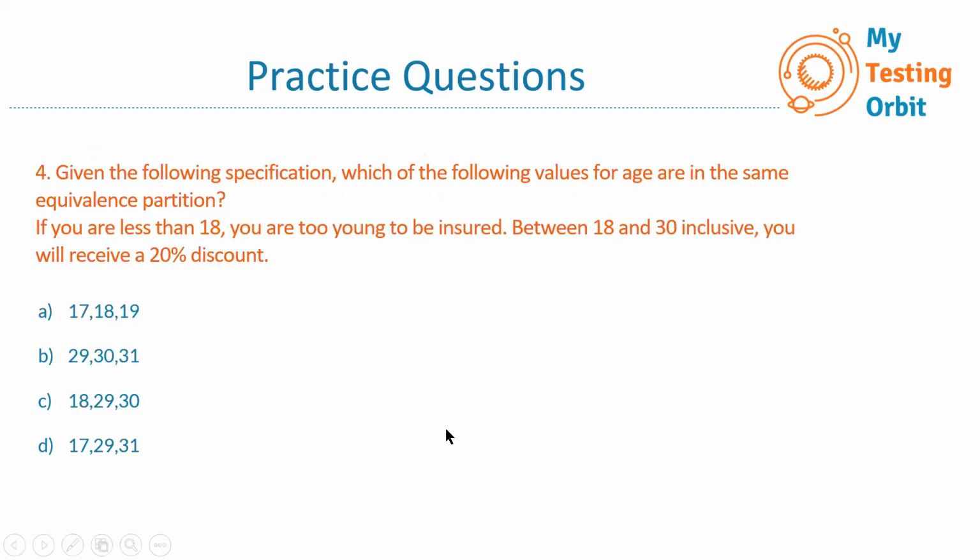Okay, let's go to the next one. Given the following specification, which of the following values for age are in the same equivalence partition? If you are less than 18, you are too young to be insured. Between 18 and 30 inclusive, you will receive a 20% discount. So go ahead and try to do this one.